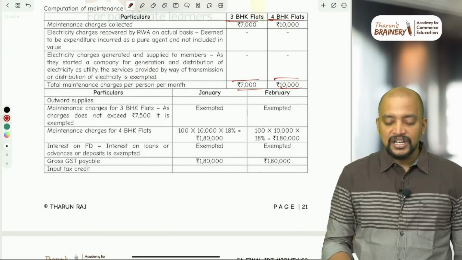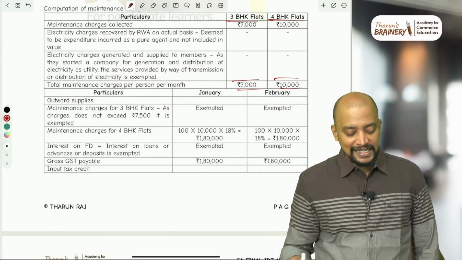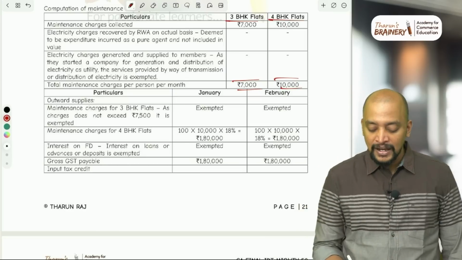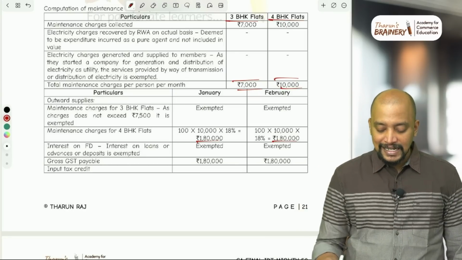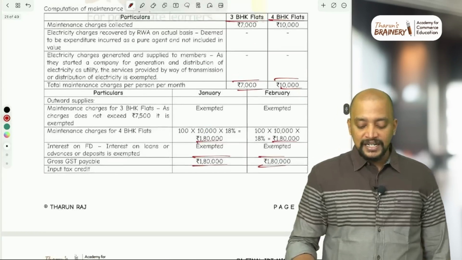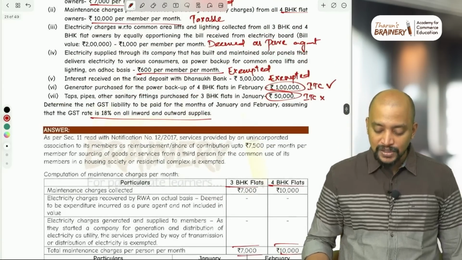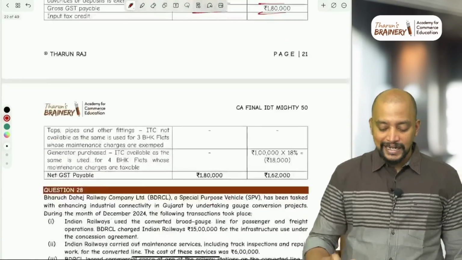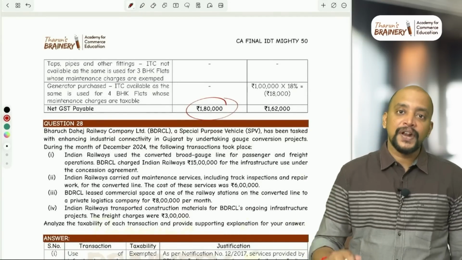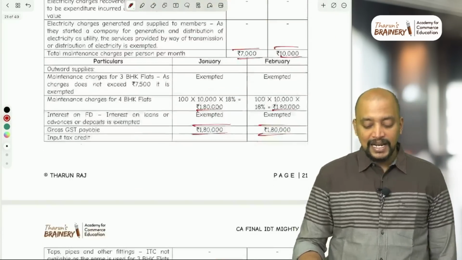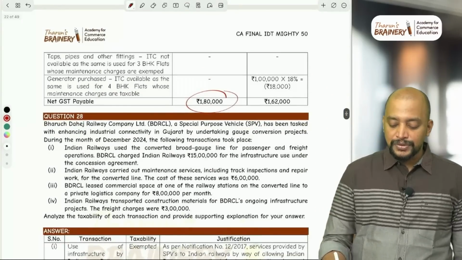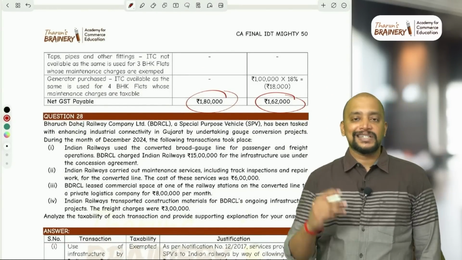First case, January 3 BHK flats, February also 3 BHK flats exempted, 4 BHK taxable, so 10,000 into 100 flats into 18%, 1,80,000, 1,80,000, interest exempted, so gross GST payable 1,80,000 and 1,80,000. Now, input tax credit in case of January month, they have purchased what? January 3 BHK, ITC not available, so entire 1,80,000 will be their net GST liability, whereas for February on the generator 1 lakh they can take ITC of 18,000. So therefore 1,80,000 minus 18,000, 1,62,000 will be the net GST liability.